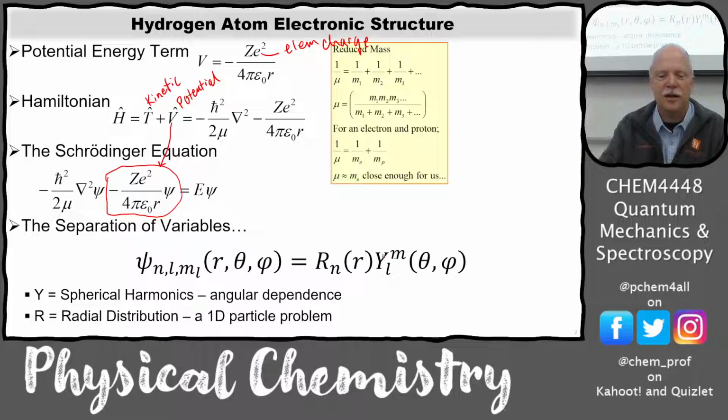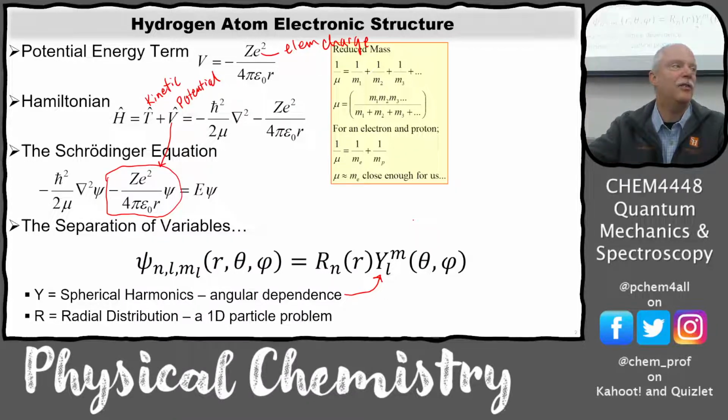And so this Y function is called the spherical harmonics, and that's the angular dependence upon that orbital, so the theta and phi dependence. The R is the radial distribution, and that's just a function of distance from the nucleus. So that's kind of nice. That's a one-dimensional problem. But then the spherical harmonics take into account the longitude and latitude of this orbital.